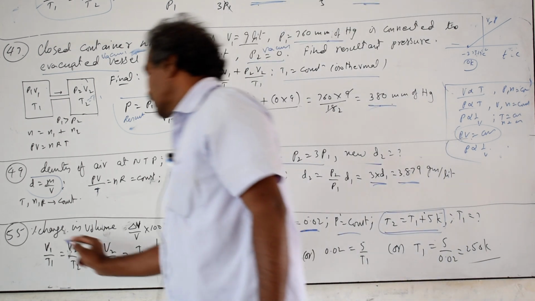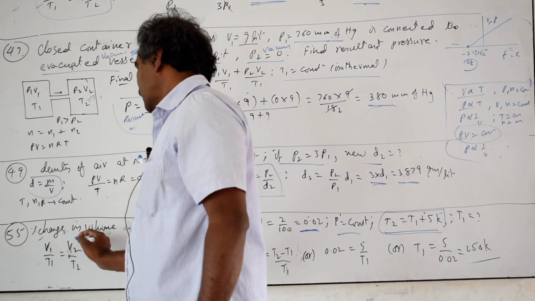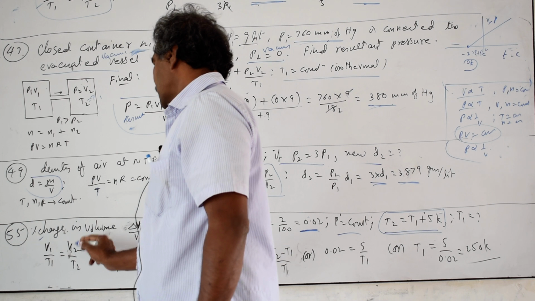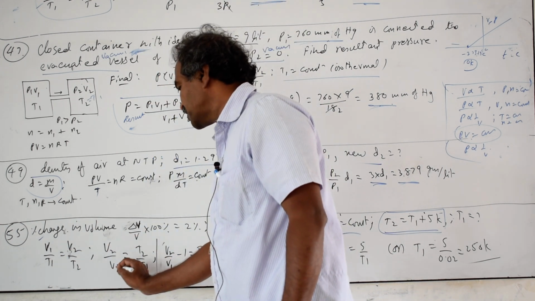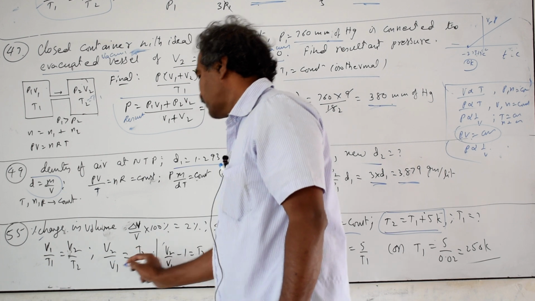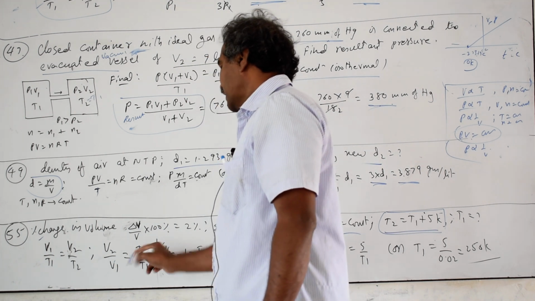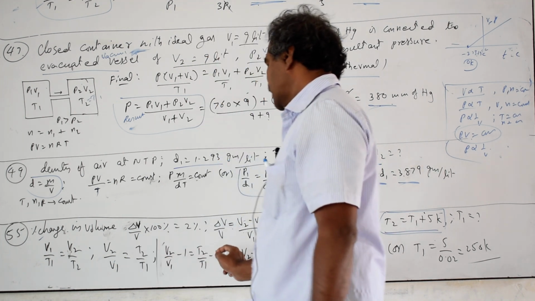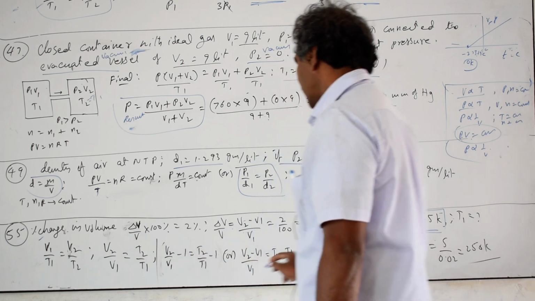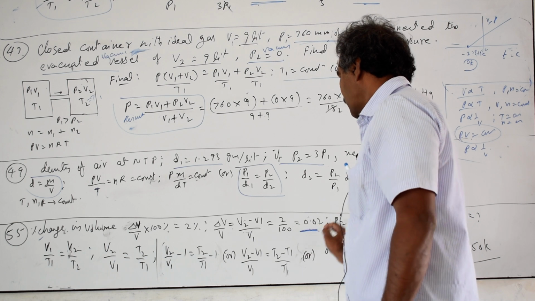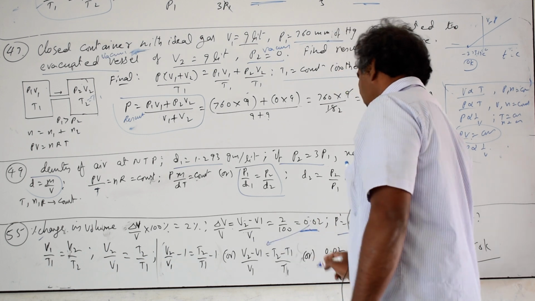But we have Charles's law: V1 by T1 equals V2 by T2 when pressure is constant. So we take this relation as V2 by V1, final by initial, for percentage calculation; the denominator must be the initial value. V2 by V1 equals T2 by T1. And for the increase in value, you subtract 1 on both sides. So the result is V2 minus V1 by V1 equals T2 minus T1 by T1. But V2 minus V1 by V1 is nothing but the value we have, and T2 minus T1.